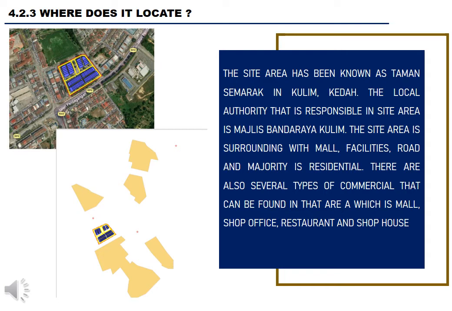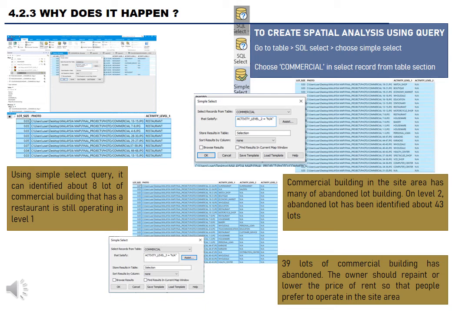The reason why I chose this site is that within a 1220 meter radius, there are 2 malls and open space and a lot of residential area, and the access is also easy, and there are also several types of commercial building, which are shop office, restaurant and shop house.